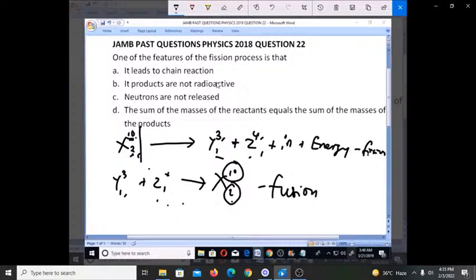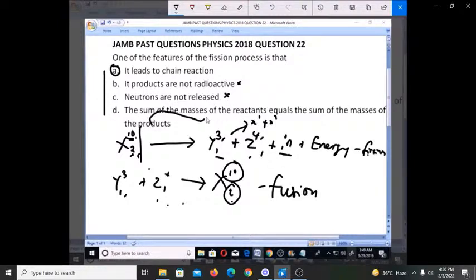Now, let's look at this question again. One of the features of fission reaction is that A, it leads to chain reaction. Most of radioactivity reaction leads to chain reaction. So this is a correct option for now until we check all these. Its products are not radioactive. That is not true. Some of the products of radioactivity can also disintegrate more to form even smaller ones. So the product can be radioactive. So this is not true. Neutrons are not released. Neutrons are actually released. So this cannot be true.